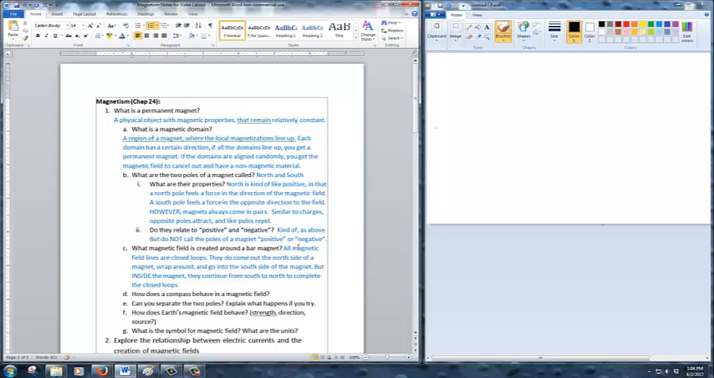So that's pretty cool. How does the compass behave in a magnetic field? The compass, so a compass is just a tiny magnet.